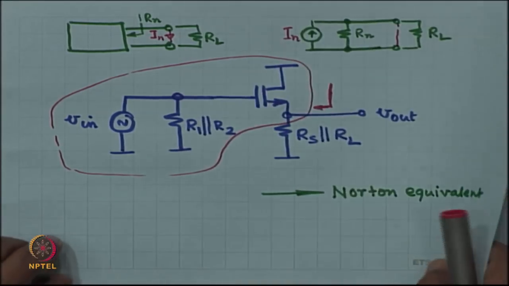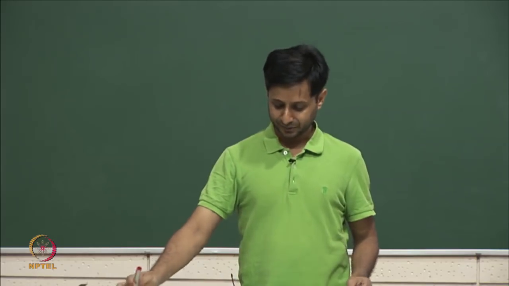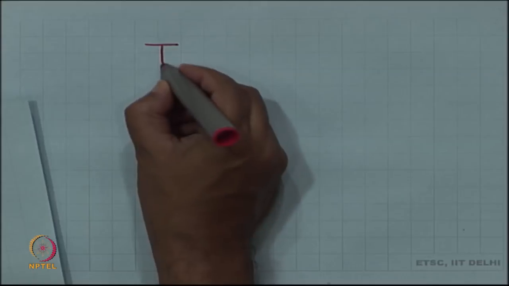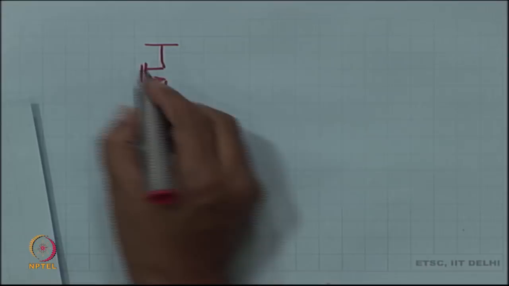Okay. So, let us do it step by step. First, we are going to measure the short circuit current. So, this is my circuit, and you will see how easy this is.